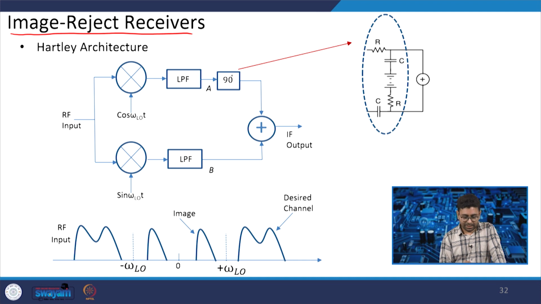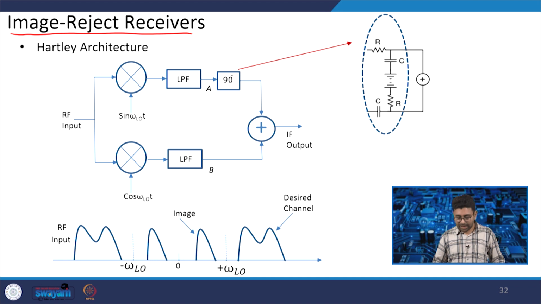This is an RF input, and then there is a cos function which is multiplied, and there is a sine function which is multiplied, and we need to add a 90-degree phase shift. A 90-degree phase shift can be easily achieved by an RC-CR filter and the addition of these two. We will try to do each step, and then we will analyze how the receiver will work.